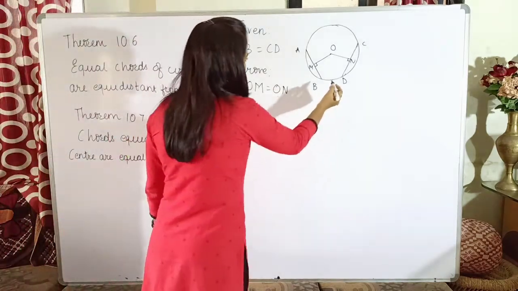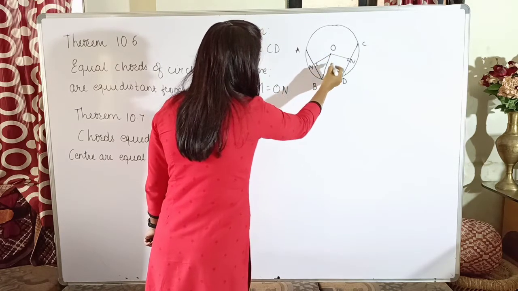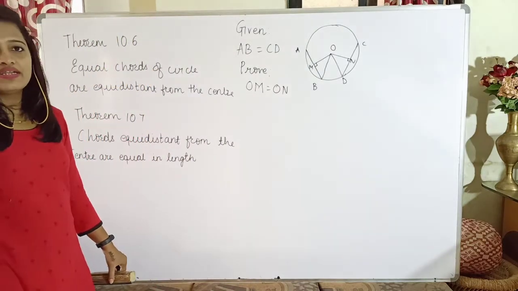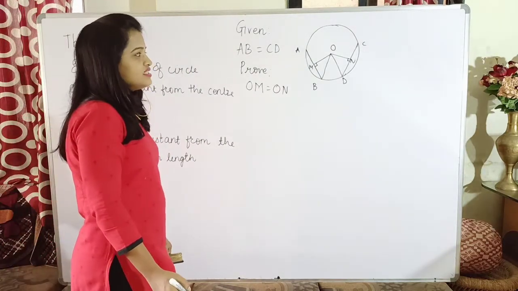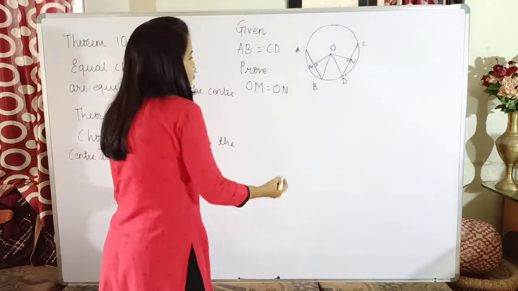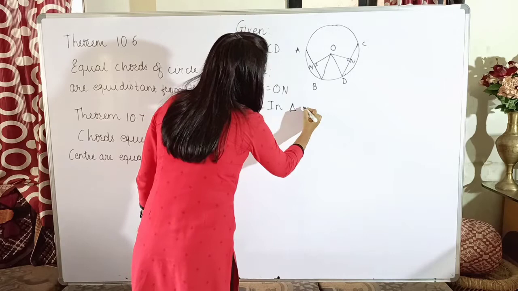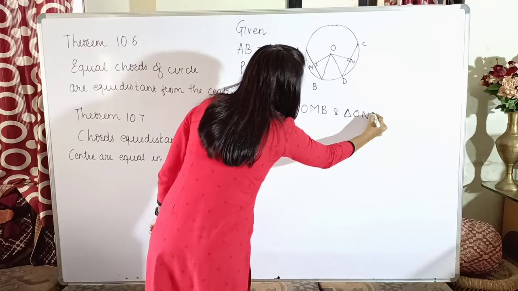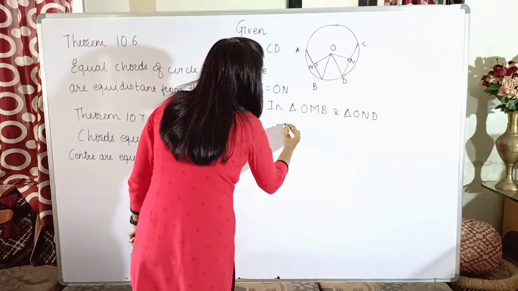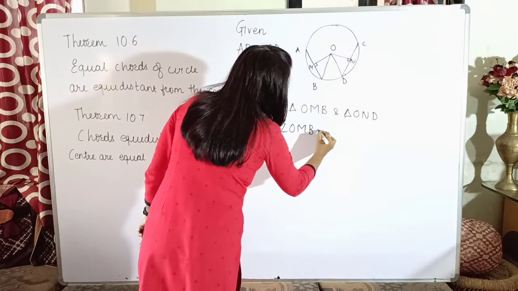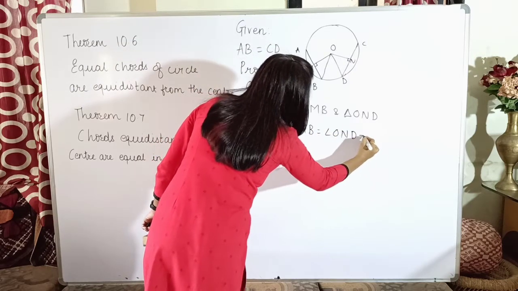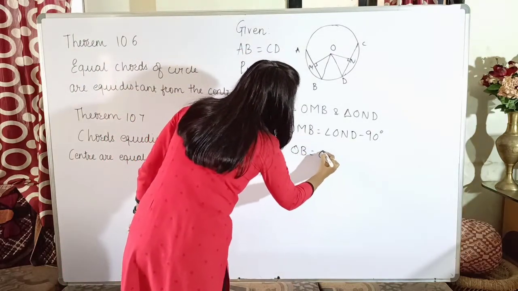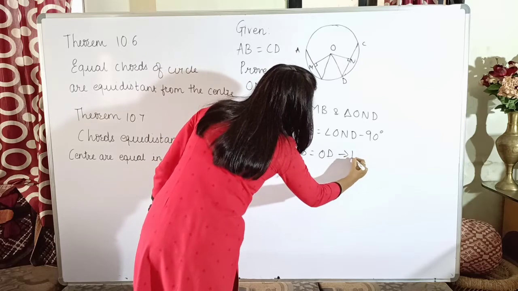Now for showing OM equals ON, let us join OB and OD, because if I show triangles OMB and OND as congruent, by CPCT I can say OM equals ON. So let us take the two triangles, triangle OMB and triangle OND. Angle OMB is equal to angle OND, yes, because both are 90 degrees. What next? I have OB equal to OD. Why? Because that is the radius of the circle.